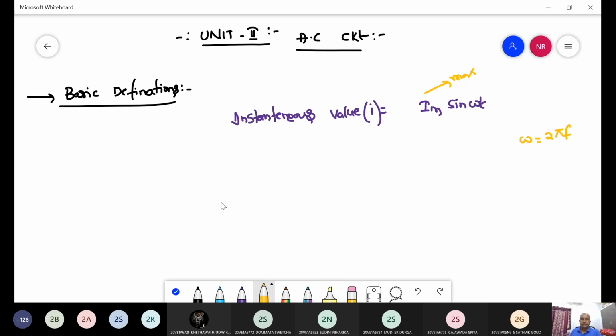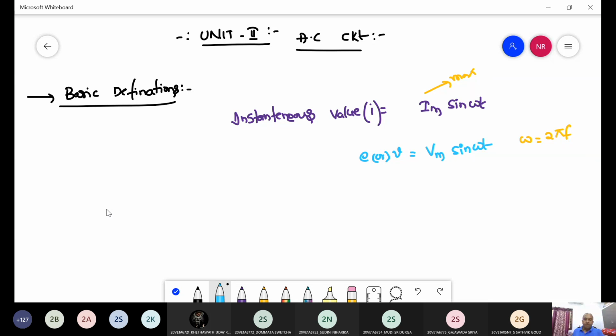If it is the instantaneous value of voltage, we denote it with small e or small v, that is v = Vm sin omega t. Here Vm is the maximum value of voltage, and omega is the same thing. This is the instantaneous value.